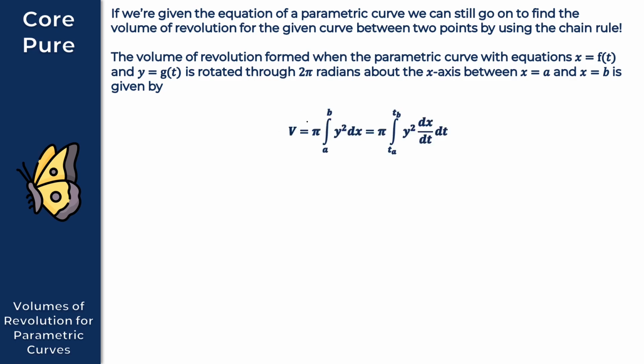So V, the volume, is equal to pi times the integral from a to b of y squared with respect to x. That's just our standard result. Now, because we have parametric curves, we can use the chain rule. As we can see, this is equal to pi times the integral from t subscript a to t subscript b of y squared dx by dt dt.